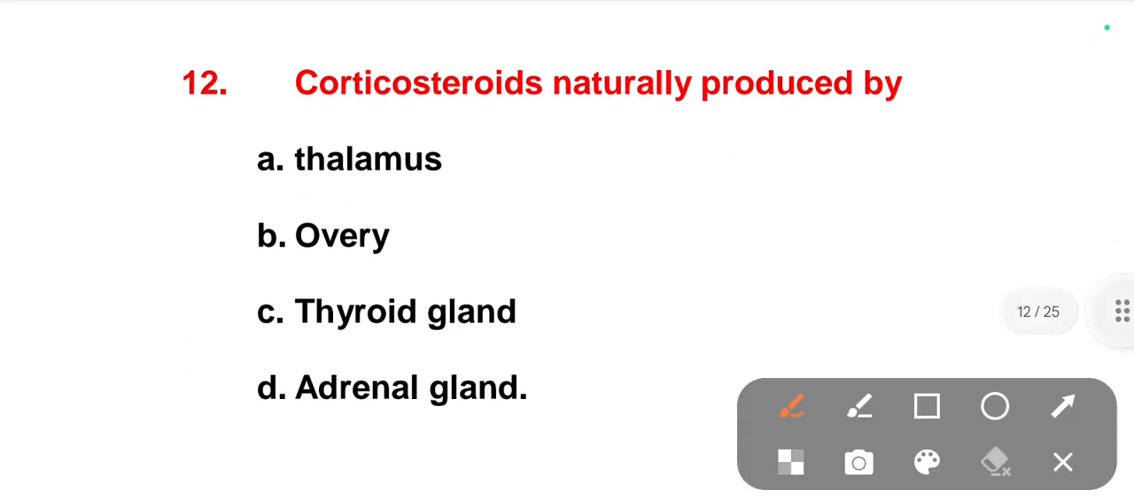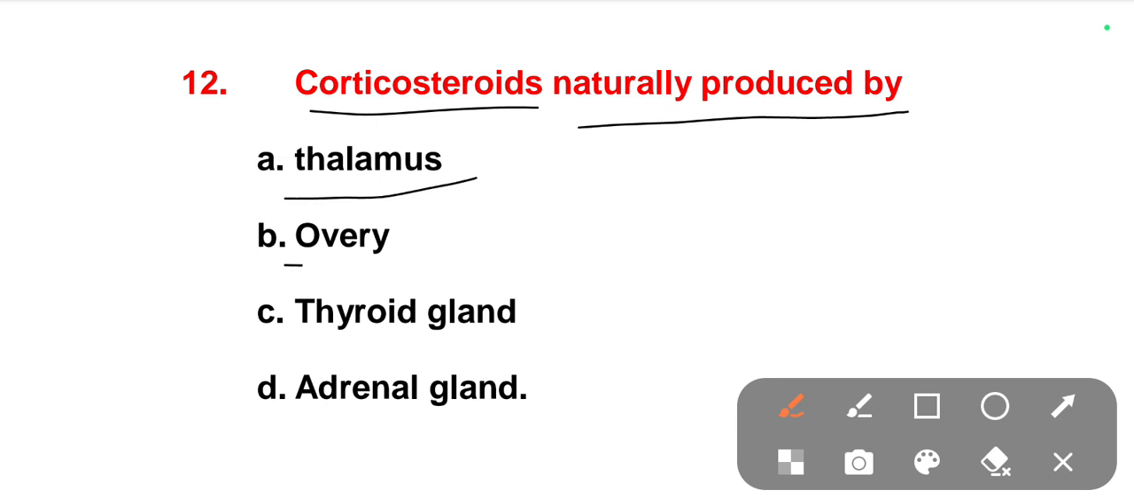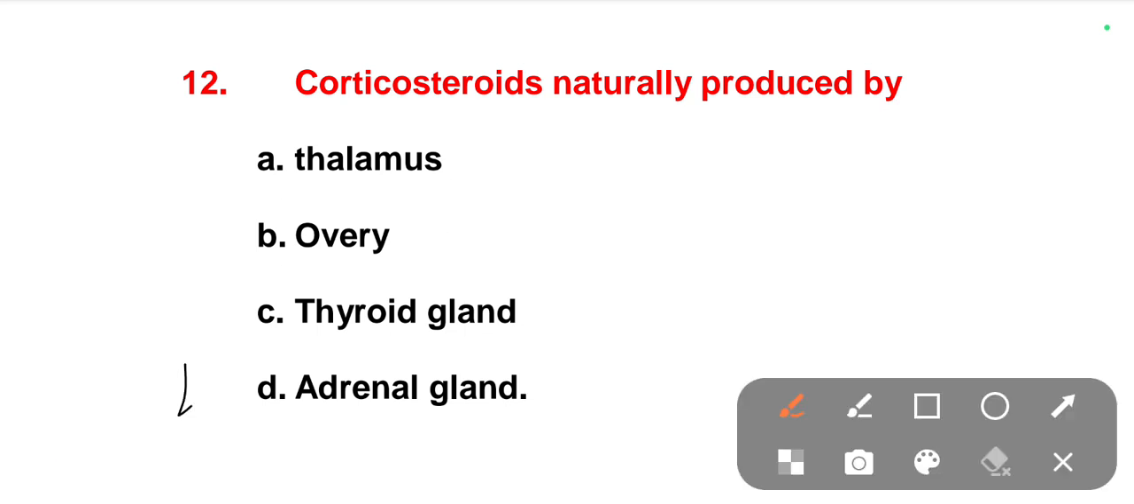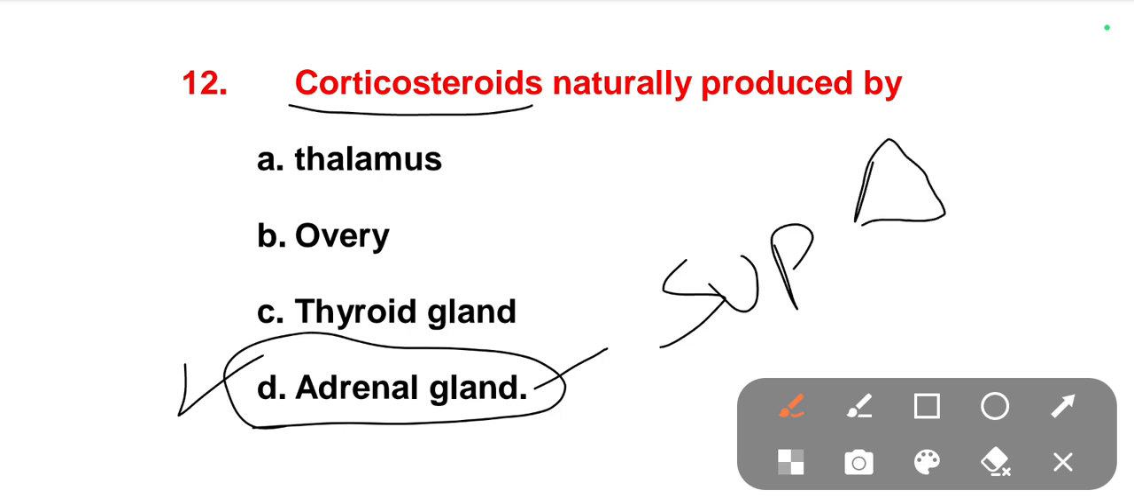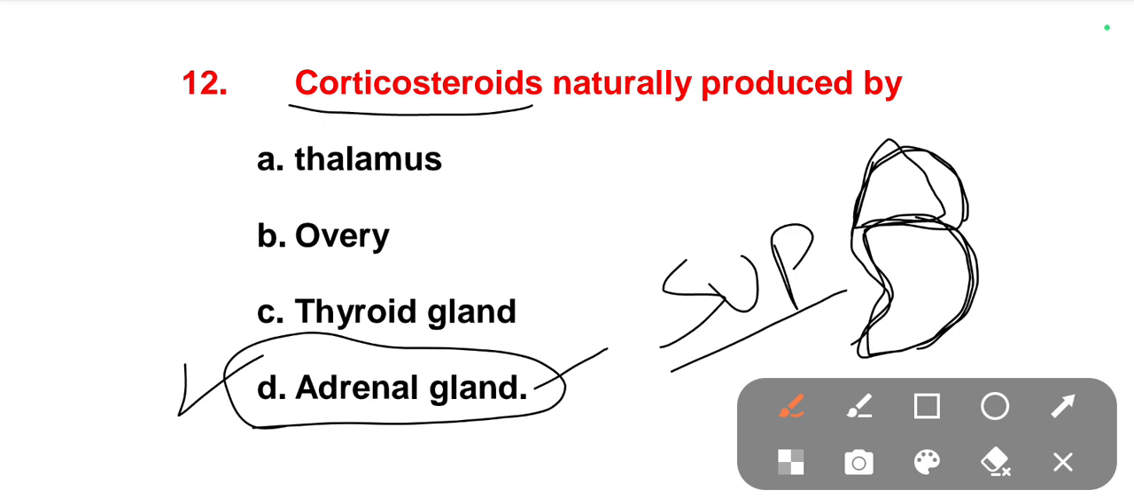The next one is corticosteroids naturally produced by. Options are thalamus, ovary, thyroid gland, adrenal gland. The right one is option D, adrenal gland. So the corticosteroid hormones are naturally produced from the adrenal gland, which is also called the suprarenal gland. Why? Because the adrenal gland is present over the kidneys. If you think of a kidney, at the superior part of the kidney we can observe the adrenal gland. So it is also known as suprarenal gland.